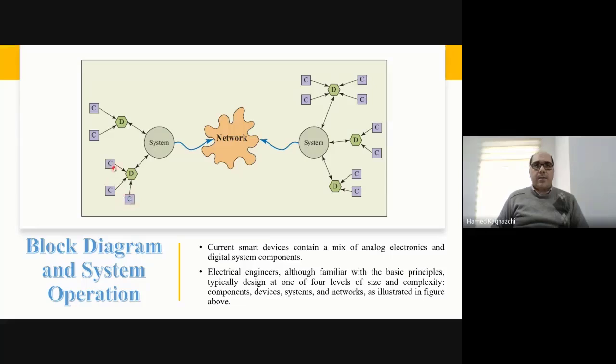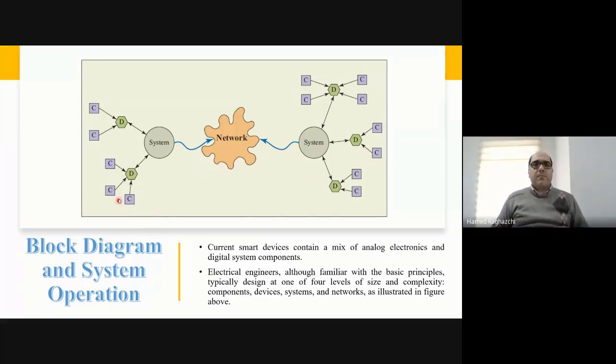Components are connected together and produce a device. Now, these devices which are connected together contain a system, and when more than one system is connected together, they produce a network. This is the four levels of complexity that each of you needs to know and have information about.